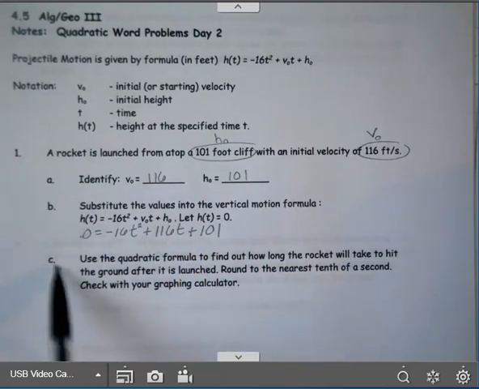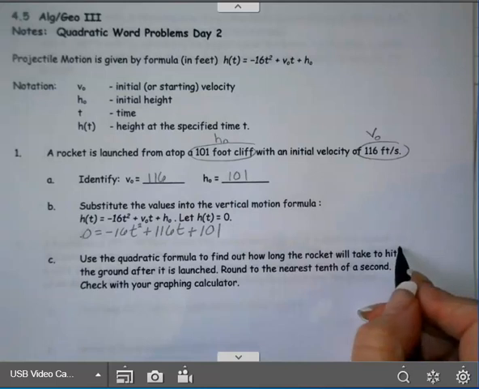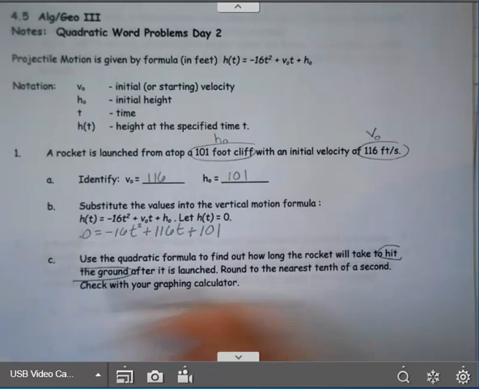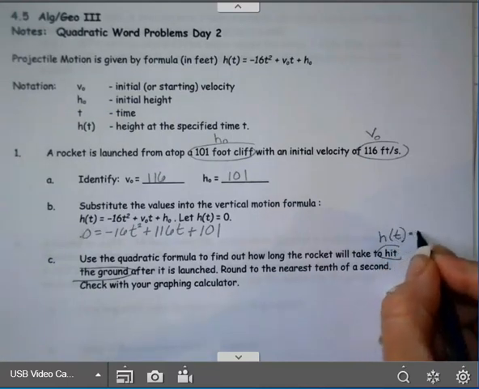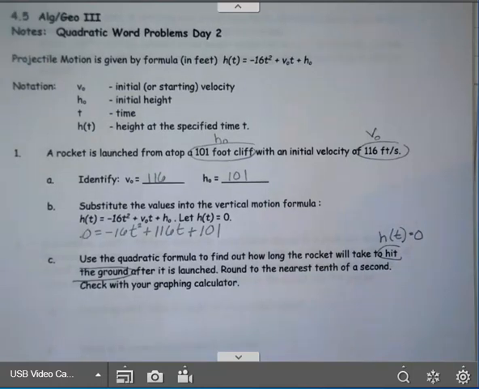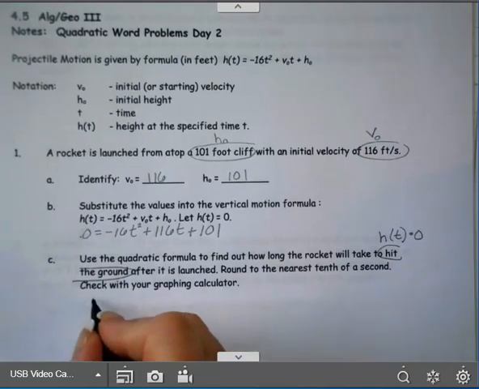For part C of this, we're going to use the quadratic formula to find out how long the rocket will take to hit the ground. So I'm looking for my x-intercepts here when I want it to hit the ground. And it hits the ground when your height is equal to 0. I could have asked for the maximum height it reaches, which would be looking for the y-coordinate of the vertex, or I could ask for how long it takes to reach that maximum height. In that case, I would be looking for the x-coordinate of the vertex. This question asks for the x-intercepts, though.